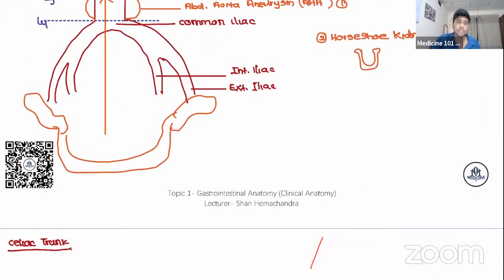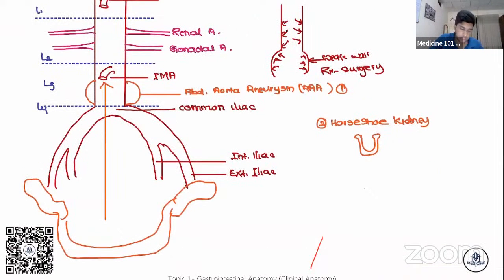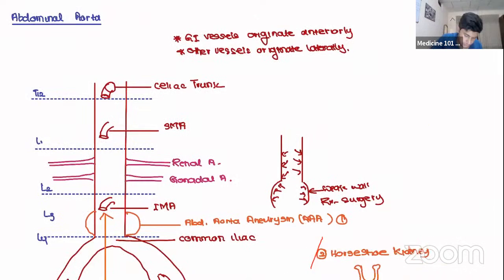Next, let's take a look at the celiac trunk. The celiac trunk is the first branch of the abdominal aorta that we're going to discuss today. It supplies four gut structures. What are the four gut structures? Can someone tell me?